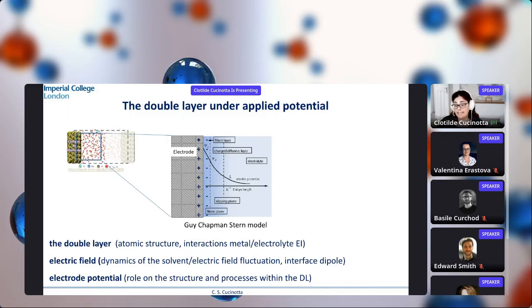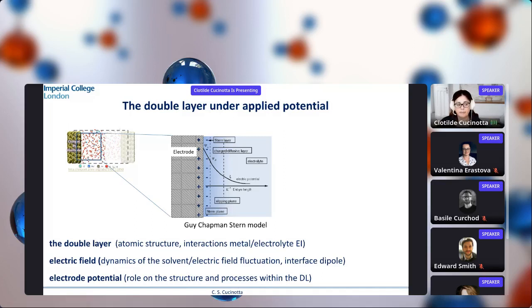In turn, this electric field and the double layer structure are affected by the application of an electrode potential. So what we want to achieve is a realistic description of the atomic structure of the double layer and the interactions at this very important interface.